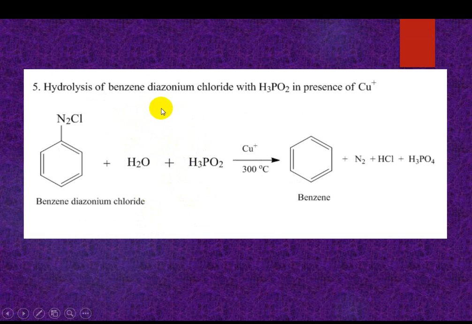Okay, hydrolysis of benzene diazonium chloride. This is benzene diazonium chloride. Hydrolysis of benzene diazonium chloride with phosphoric acid in the presence of cupric oxide at 300 degrees Celsius forms benzene and nitrogen gas. Okay, benzene is formed. These are the 5 ways we can produce benzene.